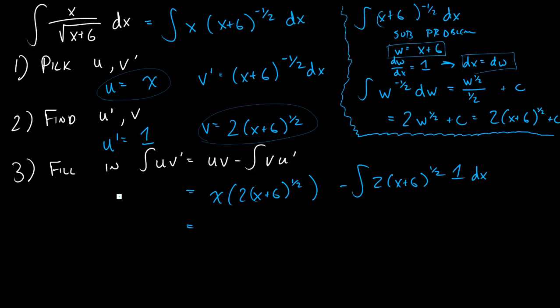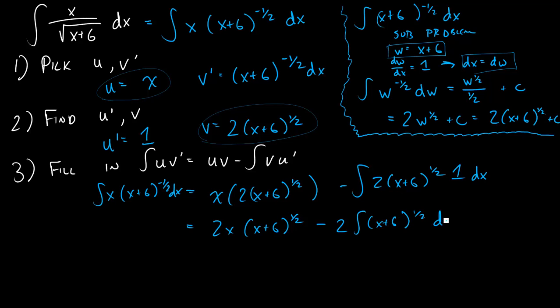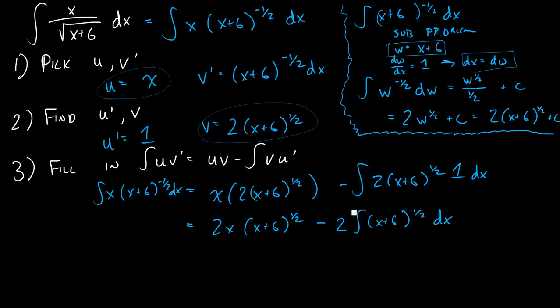And so my new integral, rather, I started with x times x plus 6 to the negative 1/2 dx, and now I have something that's not under an integral minus a slightly easier integral to do, right? 2 times the integral of x plus 6 to the 1/2 dx. Now, to do this integral, I'm going to insert another page, and I'm going to do a little sidebar.